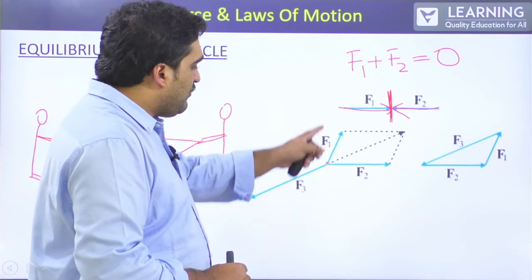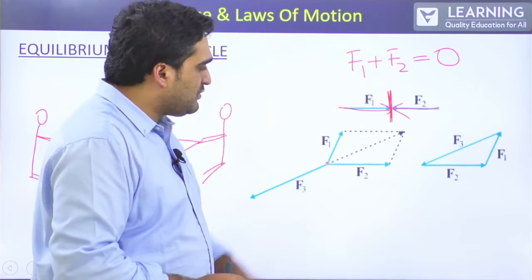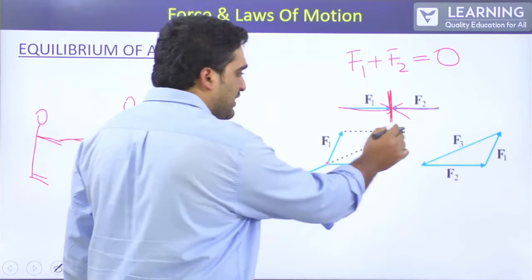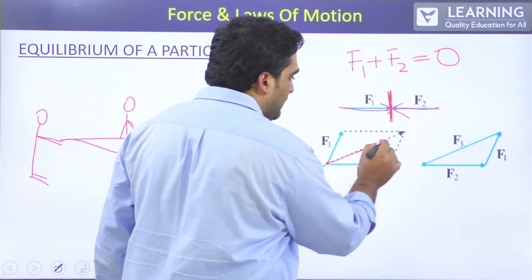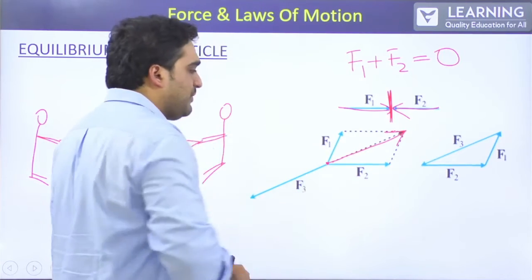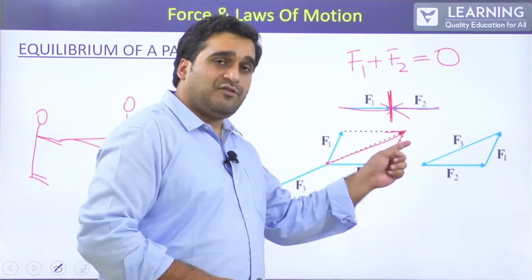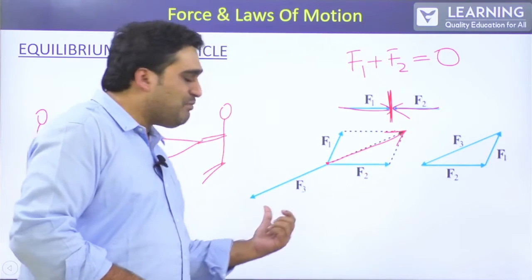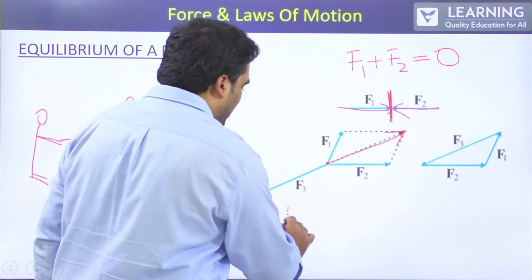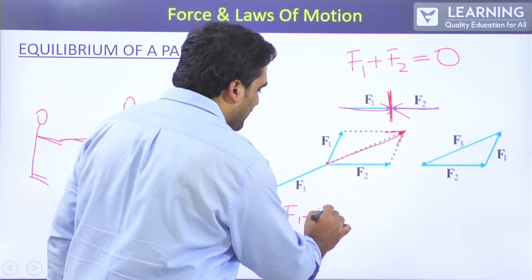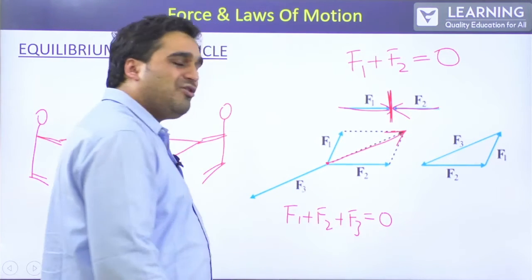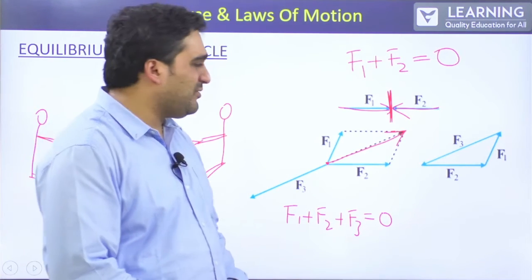Now, you have one force acting along this direction, another force in this direction, which gives you a resultant force constructed by this parallelogram. That would be the resultant force of the two. This resultant force is cancelled by the opposing force F3. Therefore, the net force for this system will also be equal to 0.